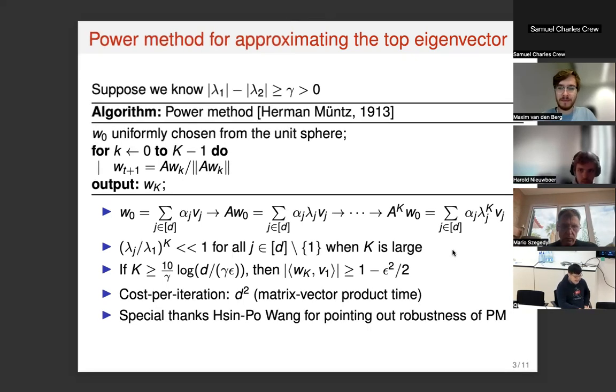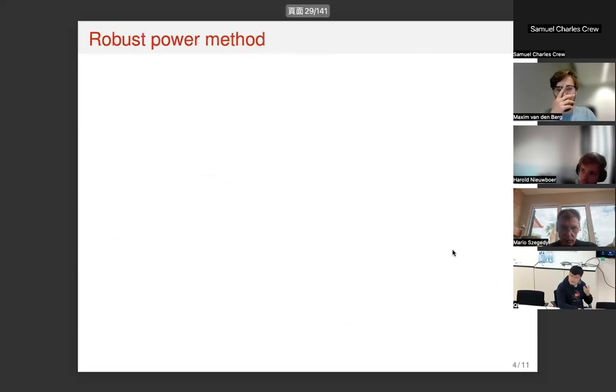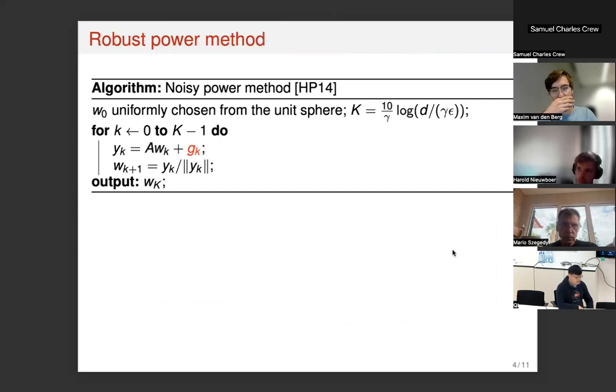Okay. And actually, the power method is super robust. We would like to give special thanks to one of my friends, who pointed out that the power method is super robust against small errors. Here is the robust power method, and it looks like this. For each iteration, instead of computing A w_k, you actually make some small mistake, say g_k.